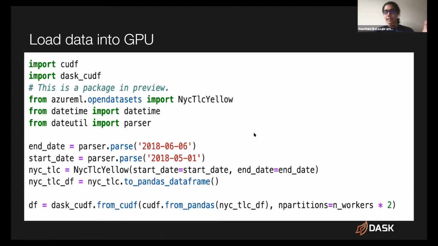And this is going to read the yellow taxi particularly, and they have the other colors as well. So it's very easy to read into pandas. You just have to convert it into a pandas data frame. And now we've loaded it into the CPU.